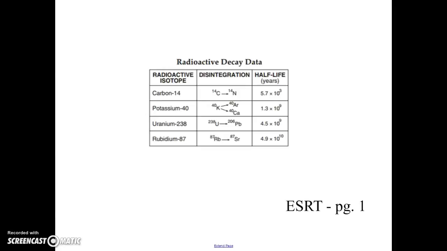On one page of your Earth Science reference table, you have this chart that shows you radioactive decay data. It gives you 4 different isotopes, which are radioactive. It shows you what they disintegrate or decay into. And then they give you something called the half-life, which we'll look at in a minute. Actually, let's look at that now.